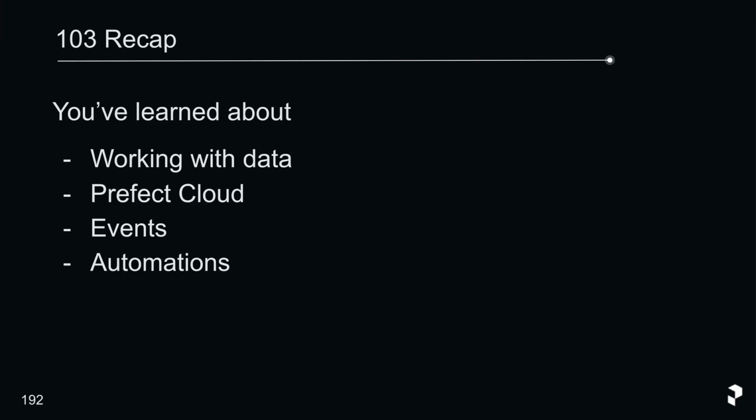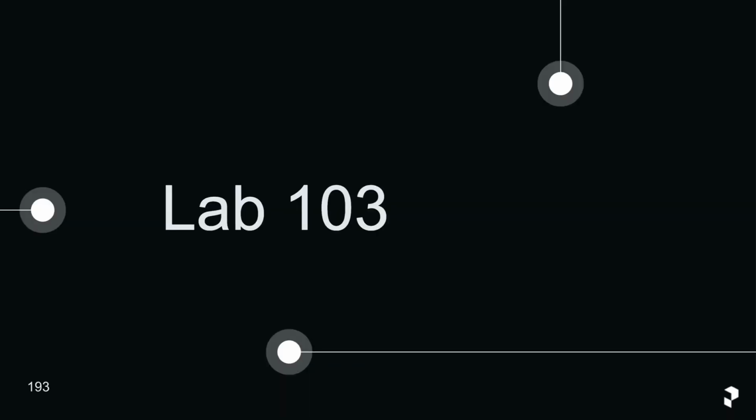Let's do a quick little recap of what we covered. We talked a little bit about working with data. We talked about Prefect Cloud and some of the features that are specific to Prefect Cloud. We talked a little bit about the event system and automations. Now we're ready to take a look at the lab for this module.